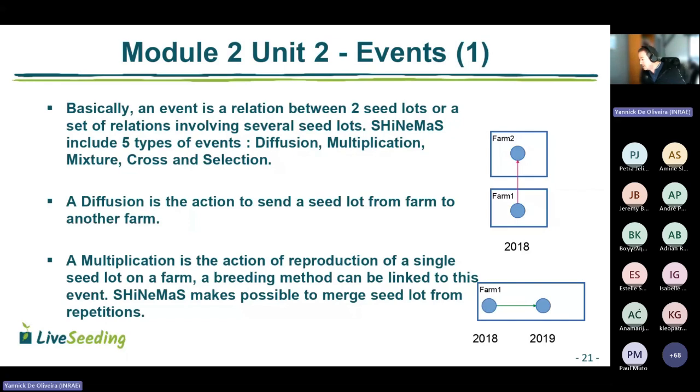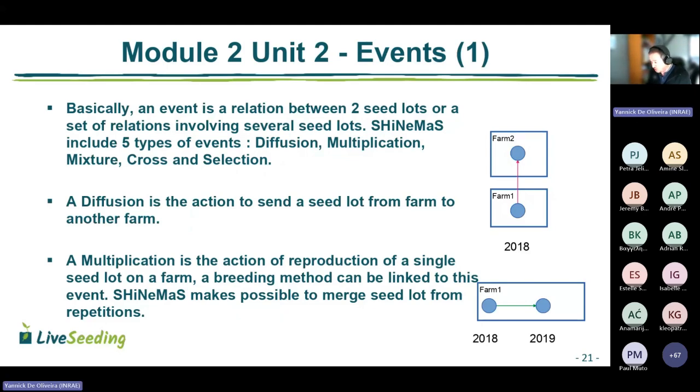As soon as you have seedlots, one important concept in SHineMas will be the events that will be linked to these seedlots. Basically, an event is a relation between two seedlots, and a set of relations involves several seedlots. And SHineMas includes 5 types of events. You can have diffusion, multiplication, mixtures, cross, and selection.